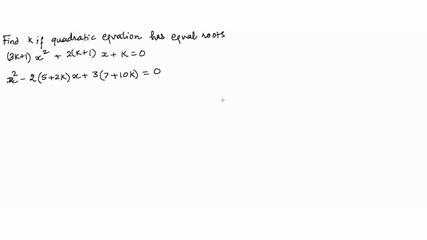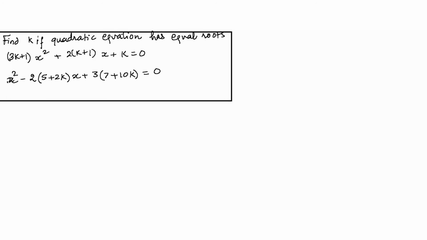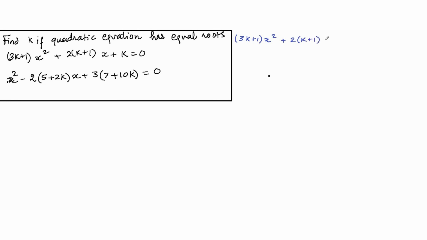So let's take the first equation now. The first equation is 3k plus 1 times x square. By the way, these two are two different questions. So 3k plus 1 times x square plus 2 times k plus 1 into x plus k equal to 0. So comparing this with the standard form, a is equal to 3k plus 1. The value of b is 2 times k plus 1 and the value of c is equal to k.